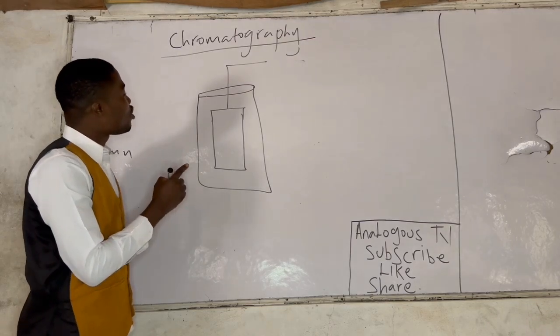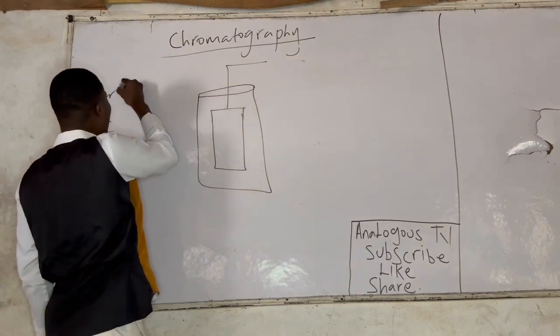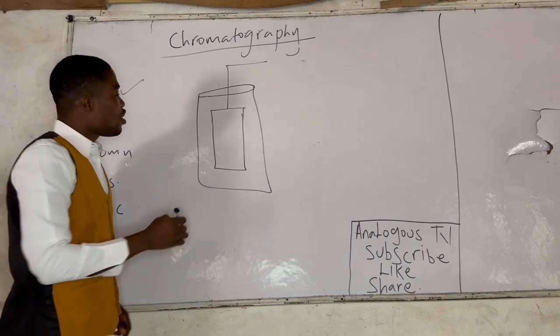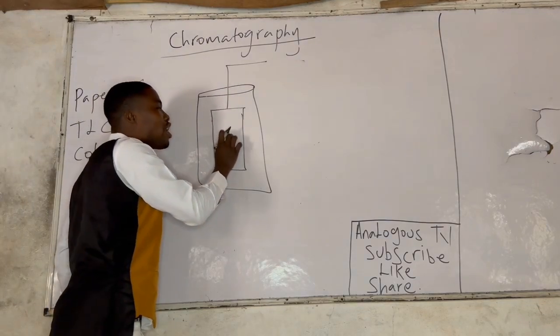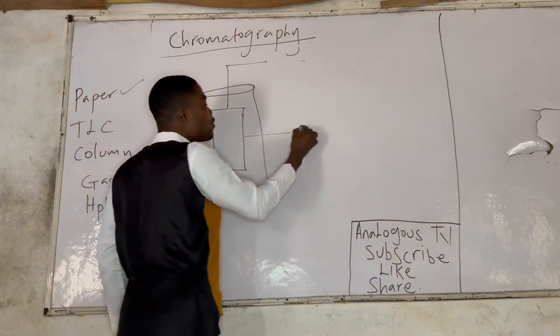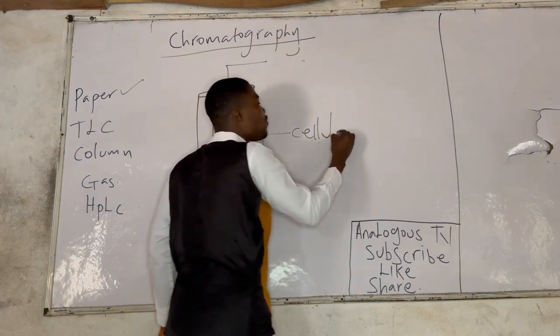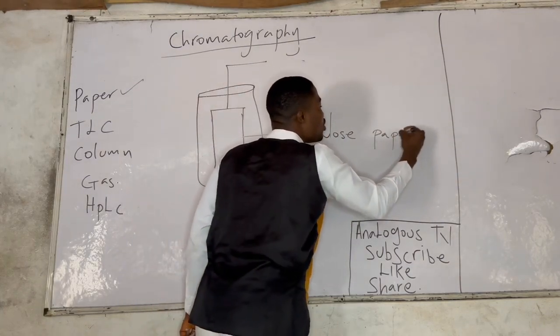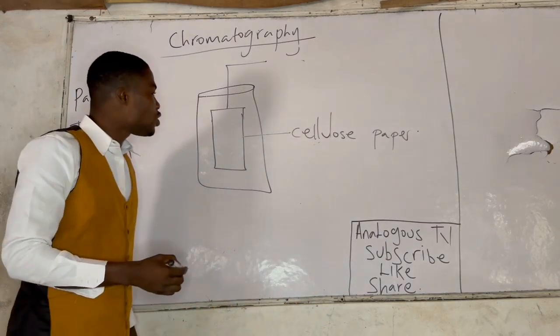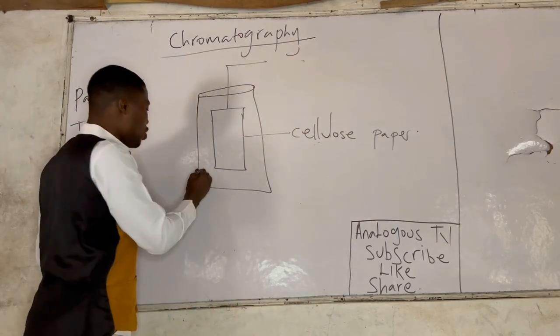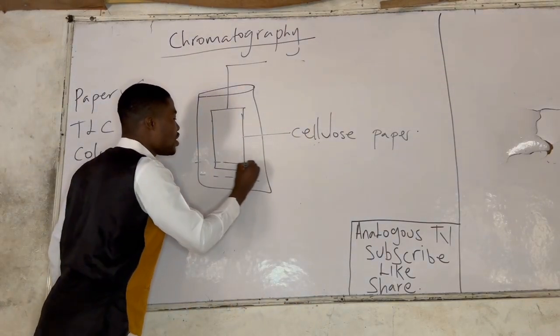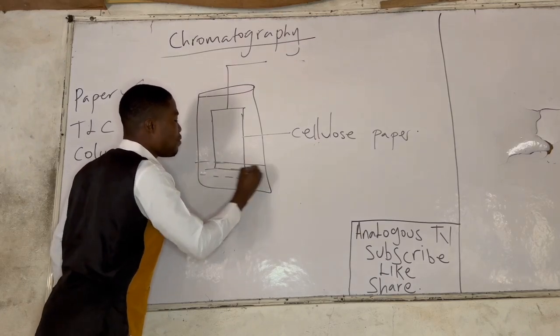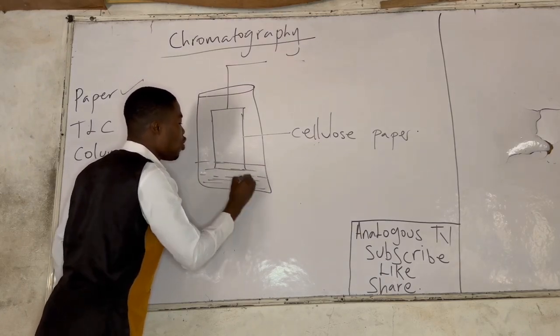For paper chromatography, we're going to suspend the paper. This paper is usually cellulose paper, or many call it cellulose fiber paper, or they use cellulose filter paper. The most popular paper is the cellulose paper. Using the cellulose paper, I'm going to use an organic solvent. The organic solvent may be polar or non-polar, based on what you want to separate.